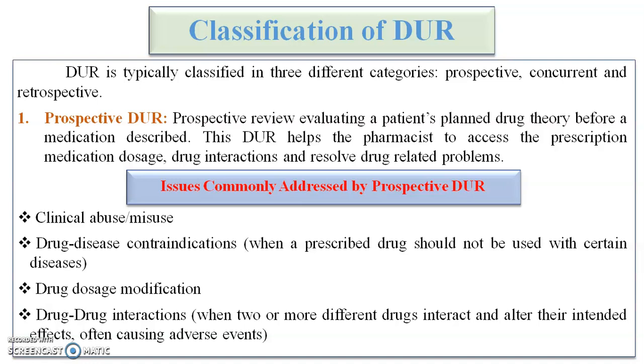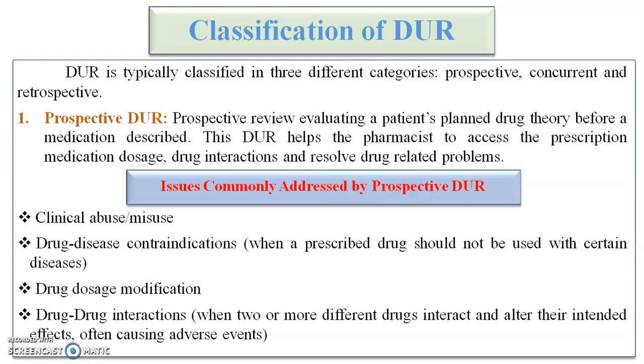evaluating a patient's planned drug therapy before the particular medication is dispensed or prescribed. So here this particular DUR helps the pharmacist to assess prescription medication dosage, drug interactions, and resolve the drug-related problems. Some of the common issues which can be addressed during a prospective DUR are clinical abuse or clinical misuse of drugs. Pharmacists can identify drug interactions, drug dosage modifications, or drug-disease contraindications.